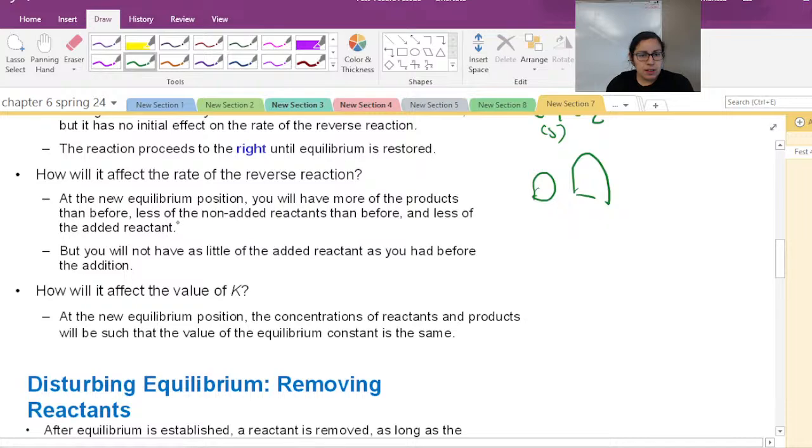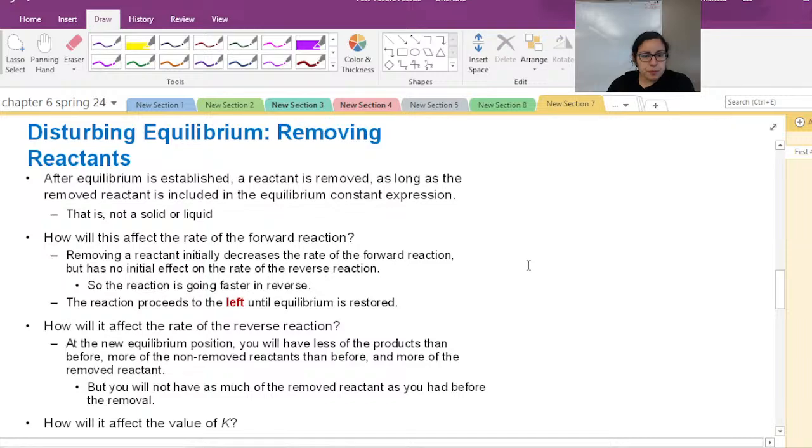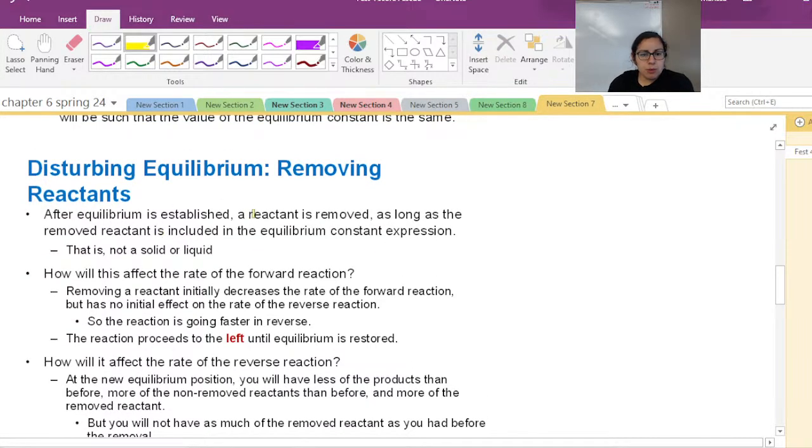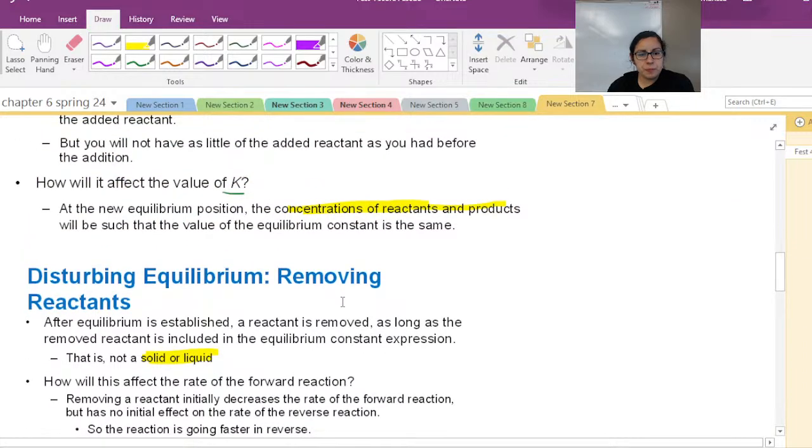So we have less of our non-added reactants. That makes sense. Obviously, they're going to be consumed to make products. And then K is not affected, so it's still the same equilibrium value, but we might have different individual concentrations. But we're not going to get into the math in this class. And then removing reactants is again the same thing, as long as it's not a solid or liquid, so it has to be something that's actually changing the concentration.